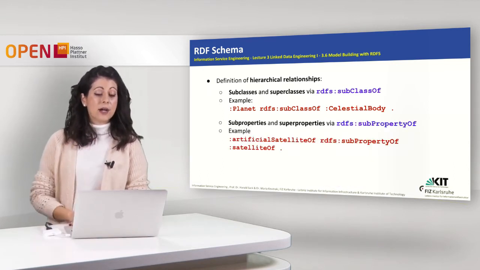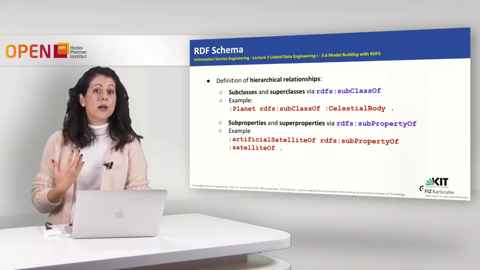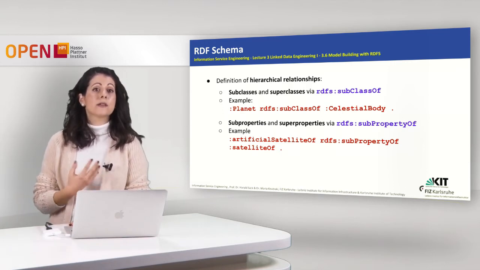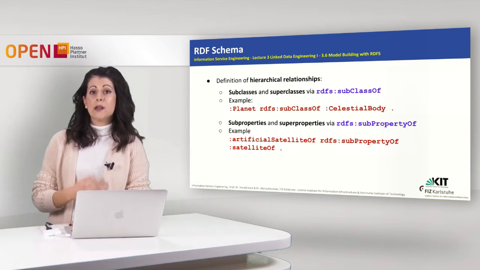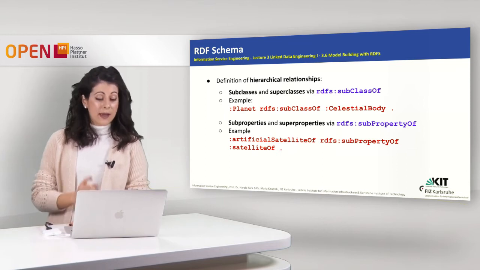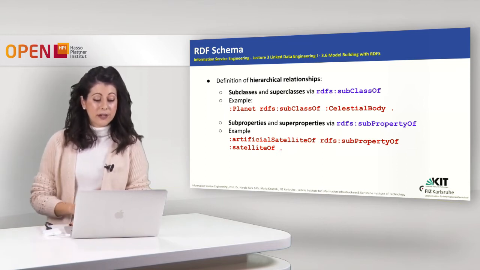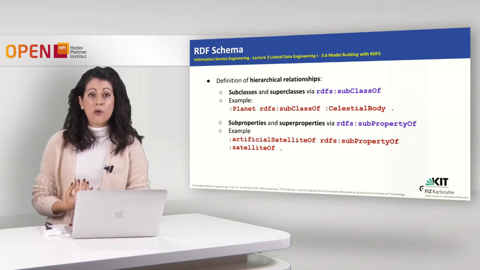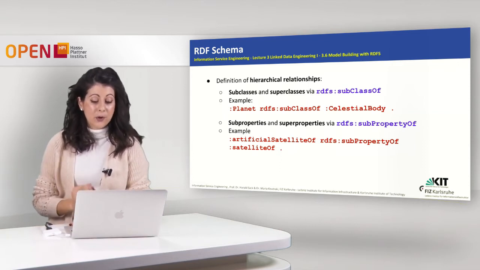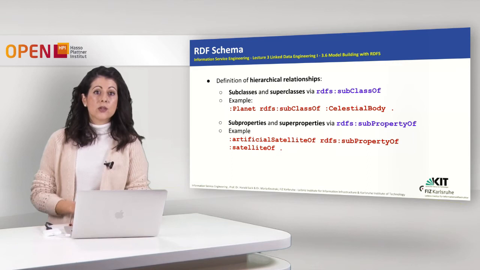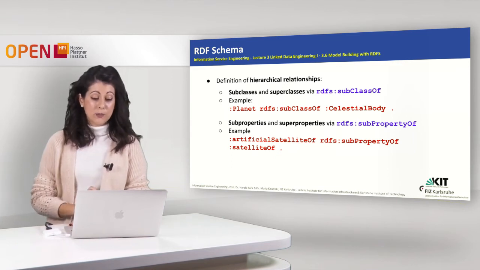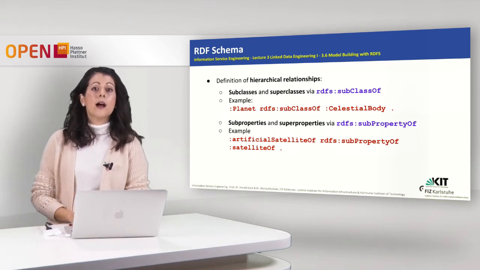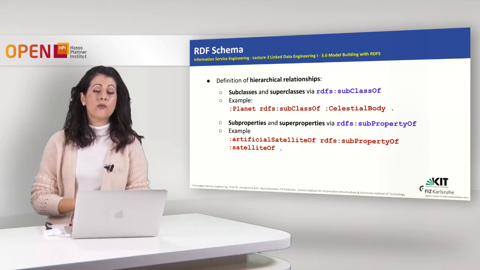And we have the same hierarchical relationships between properties this time. So we can have subproperties and superproperties, and this we achieve via the RDFS subproperty of. Let's see an example. We have here the artificial satellite of, RDFS subproperty of, satellite of. So it means that we have two properties, the artificial satellite of and the satellite of, and the first, the artificial satellite of, is a subproperty of the satellite of.